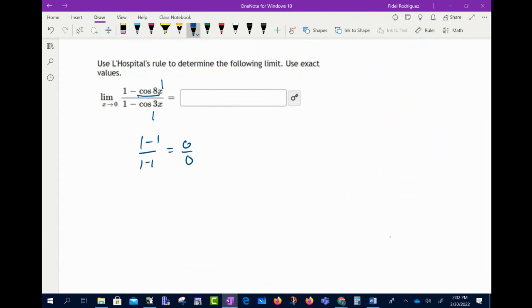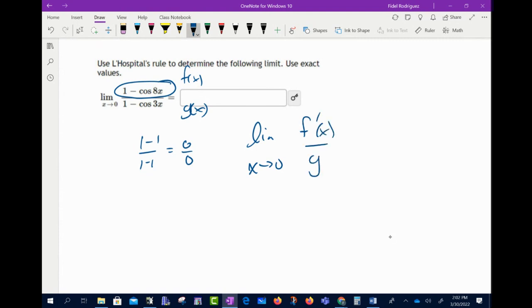Let's see. Question, y'all. Let's do this. How can we write it so it connects back to the function? Yeah, because this is my f of x and this is my g of x. So what we're taking now is the limit as x approaches 0 of f prime of x over g prime of x. Okay, y'all, what is the derivative of 1?